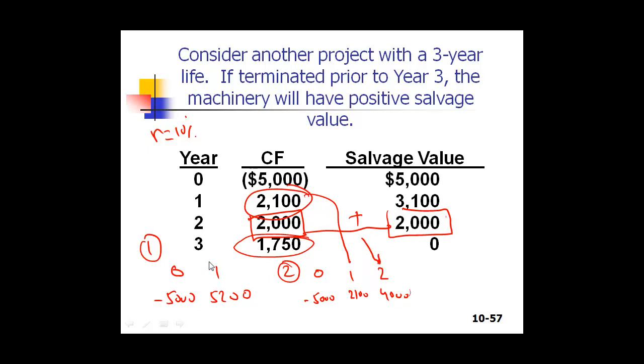Okay. Now, what if you use the machine for 3 years? Then 0, 1, 2, 3. What's your initial investment? 5,000. Year 1, 2,100, 2,000 and 1,750. Now, how will you compare these from an economic perspective?